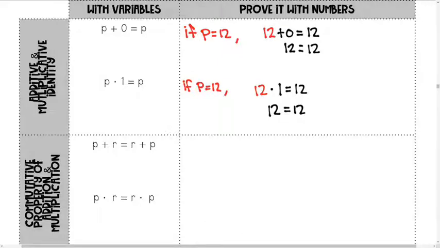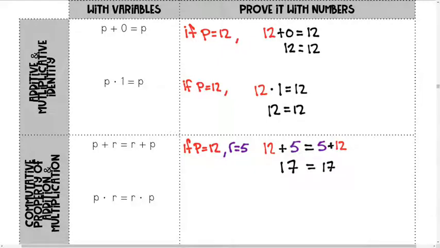Okay, the next one, we have the commutative property of addition and multiplication. With addition, if I say p equals 12 and r equals 5, I substitute that in for my problem. p plus r equals r plus p. In this case, 12 plus 5 gives 17, and 5 plus 12 gives 17. That shows that it doesn't matter if we rearrange or reverse the order, they'll be exactly the same.